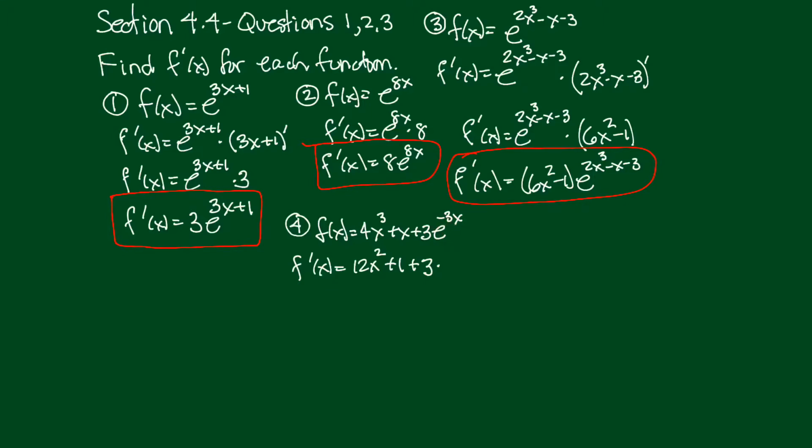So the derivative here, an exponential, it's the function itself, e to the negative 3x, times the derivative of that exponent. Now, the derivative of this exponent is just negative 3. So let's put it together. Now I see that this 3 and negative 3 are going to multiply. So I actually could have done that right here. Yeah, so let's rewrite this thing. F prime of x is equal to 12x squared plus 1 minus 9e to the negative 3x.